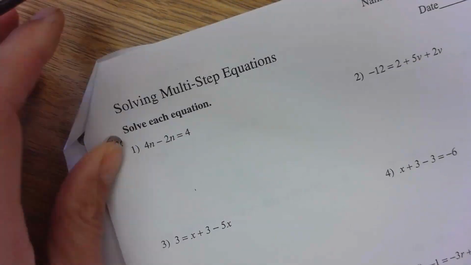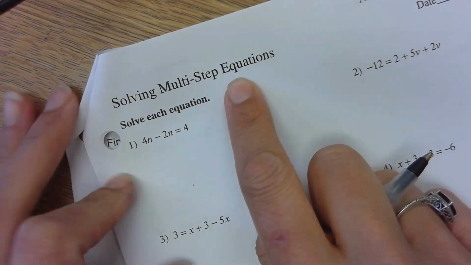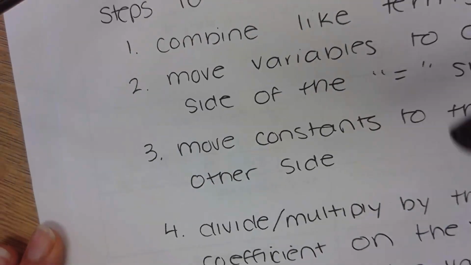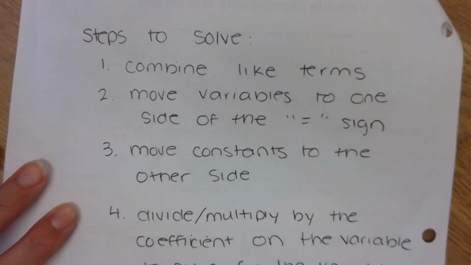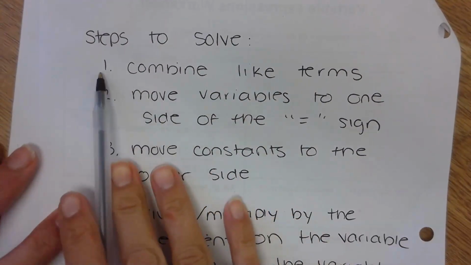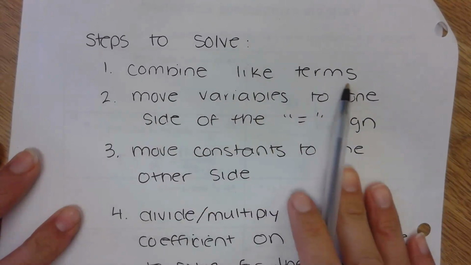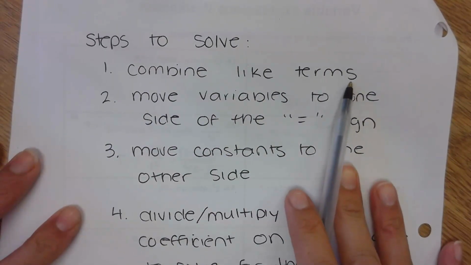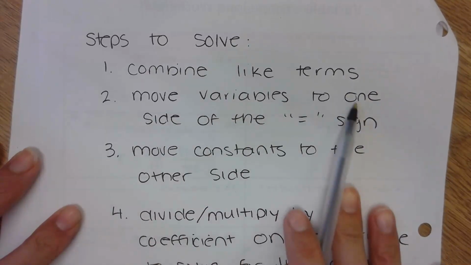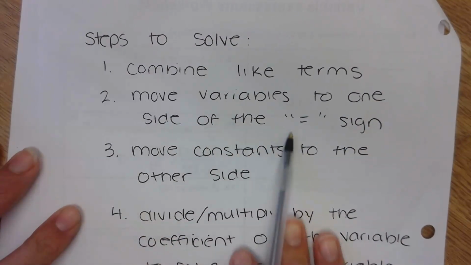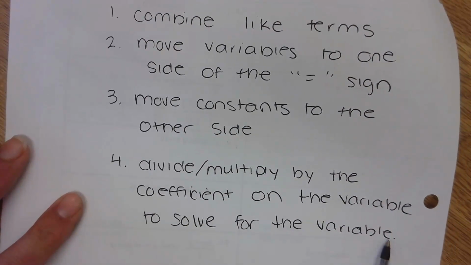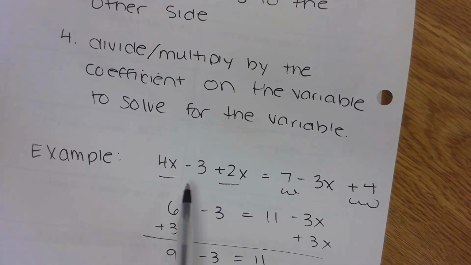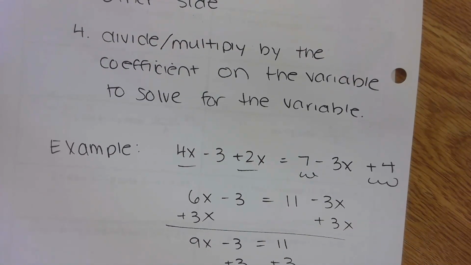And then on the next page, my goal was to have you solve equations. In order to do that, I gave you the steps to solve equations. So when you're solving equations, the first thing is to combine like terms on the same side of the equal sign. Then move all variables to the left and numbers to the right. And then you do your order of operations backwards. And then I gave you an example of how to do that.